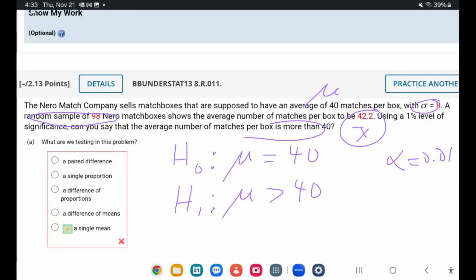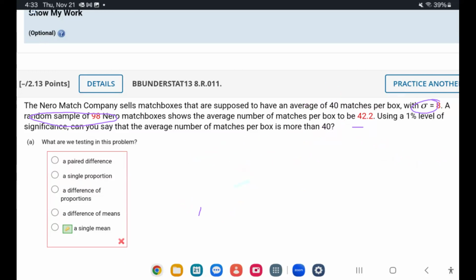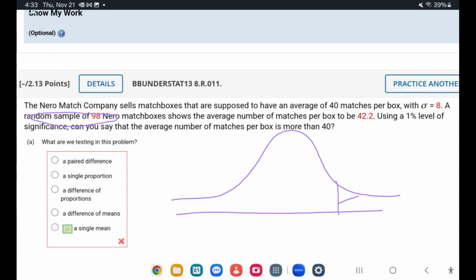Now, because we're going to use a standard normal, if you want to draw the standard normal curve, because this is more than, you're going to have that and then probably put it here. So this becomes your rejection region. And here you have your 0.01, which is your significance level.